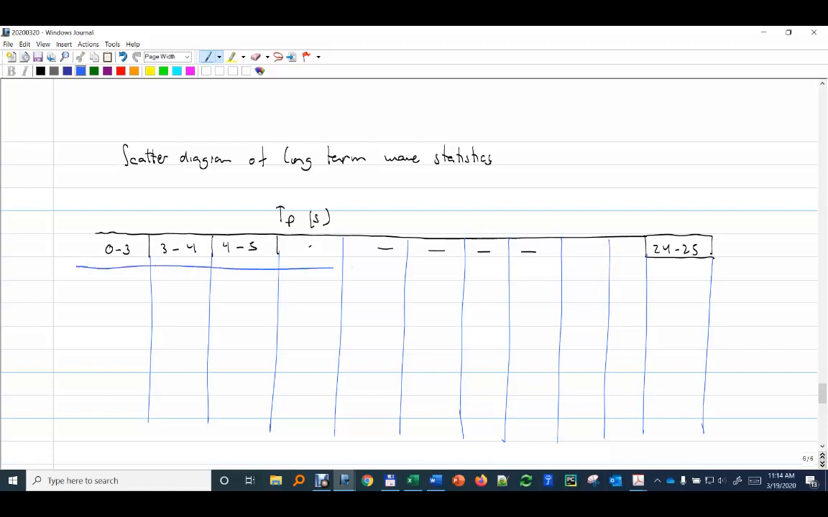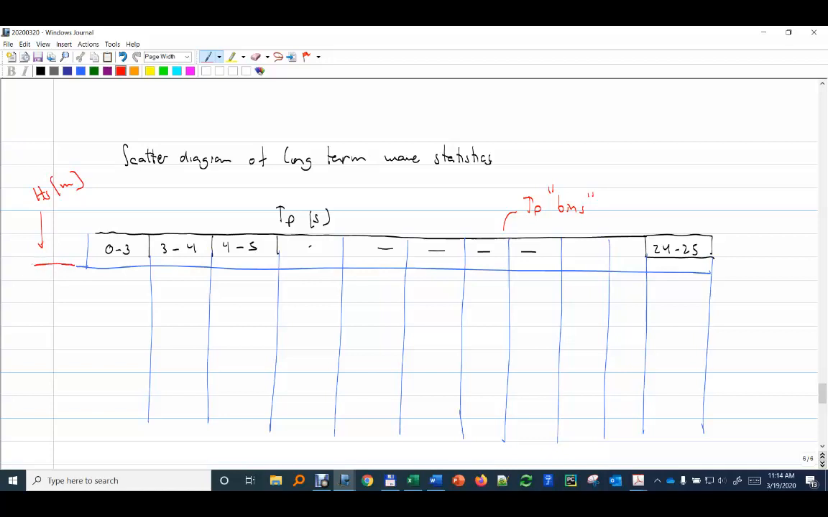Okay, let me just make it like that. These are TP bins, okay, for the frequency diagram. And then I create another column here to the left that is called the HS, that will be in meters. And here again, I create bins for the significant wave height.